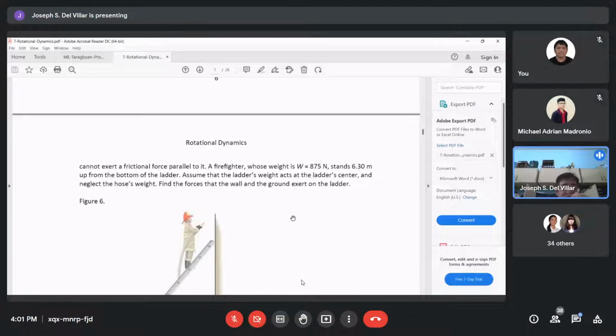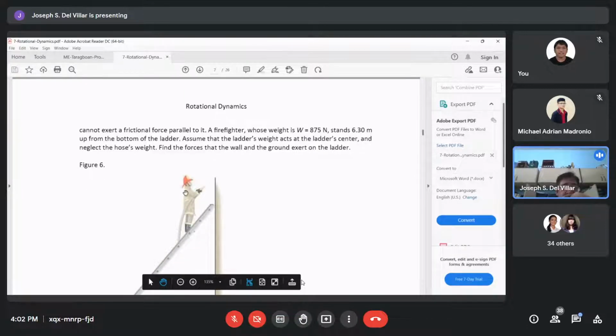Now, a firefighter whose weight is 875 newtons. So, mas mabigat yung firefighter kaysa sa ladder, no? 875 yung weight, yung bigat nitong firefighter. So, therefore, kung saan siya nakatayo, nandun din yung weight concentrated. So, at this point, nandito yung weight vertically downward. Okay? And the firefighter stands 6.3 meters up from the bottom of the ladder.